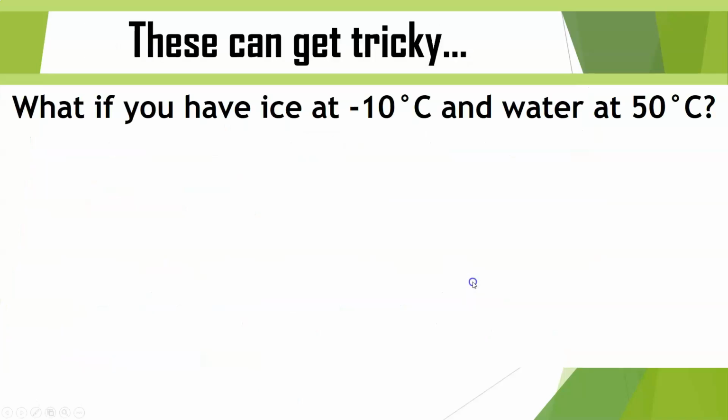So if we have ice at negative 10 and water at 50, you're going to have to heat the ice up. You're going to have to melt it, and then you're going to have to heat the water up a little. Meanwhile, the warmer water is going to be cooling down a little bit, isn't it? They're going to equilibrate somewhere in the middle.